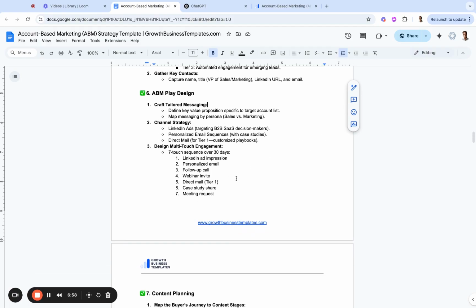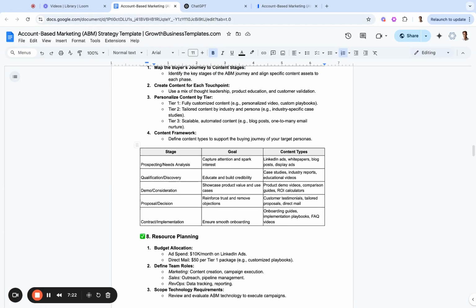Then we'll go into the play design. So what does it actually mean to run this account based marketing play? And that includes tailored messaging. It includes a channel strategy of what channels you're going to reach out to them on. It includes multi-touch engagement, so a sequence of touches over a period of time.